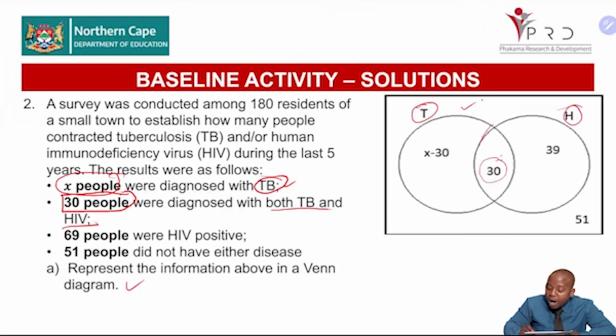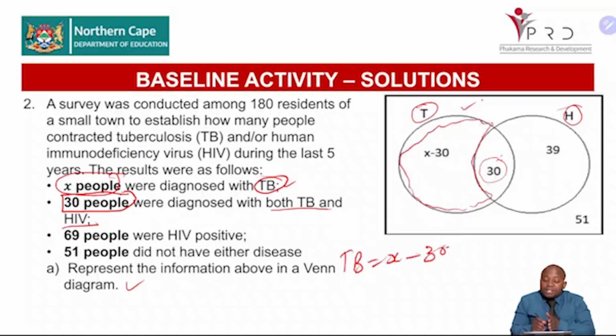But if I want the section of TB only, I'm going to say the X, which is the total. So for TB, I will say X, which is the total, minus the intersection, which is 30. So we start from the intersection, then when we get individual events, we're going to subtract. Then let's look at HIV alone.